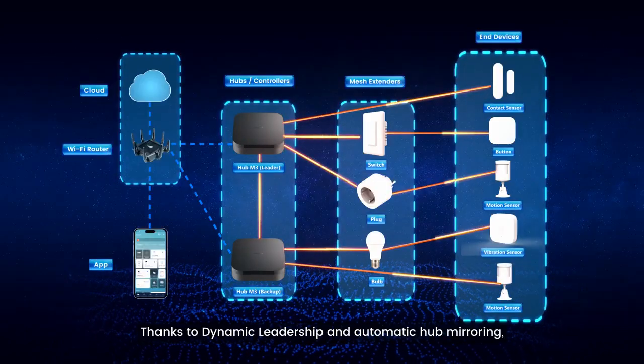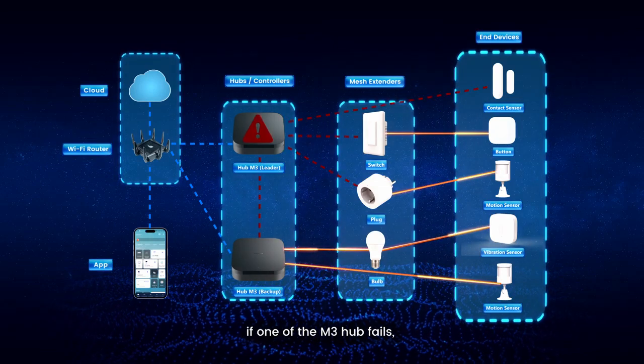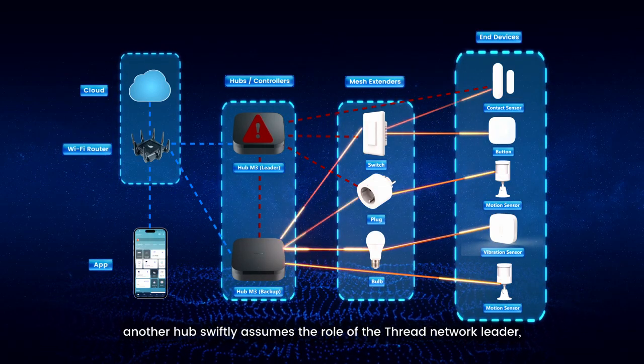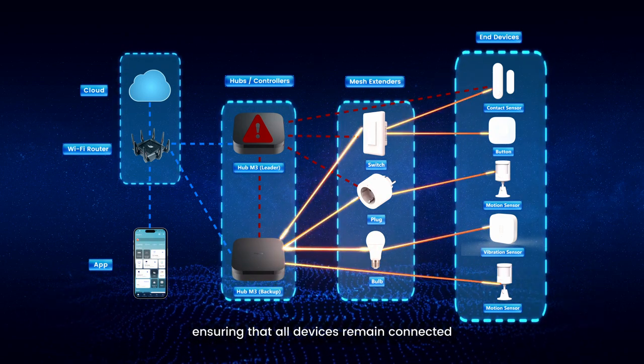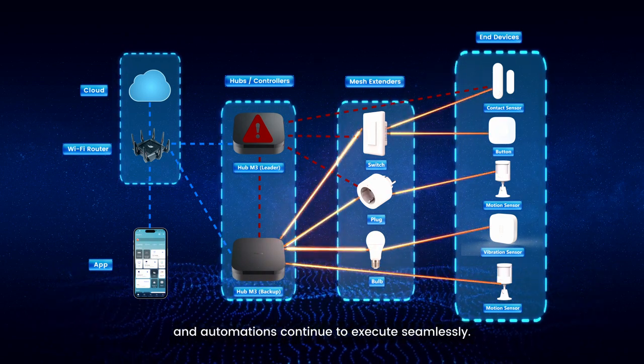Thanks to dynamic leadership and automatic hub mirroring, if one of the M3 hubs fails, another hub swiftly assumes the role of the Thread network leader, ensuring that all devices remain connected and automations continue to execute seamlessly.